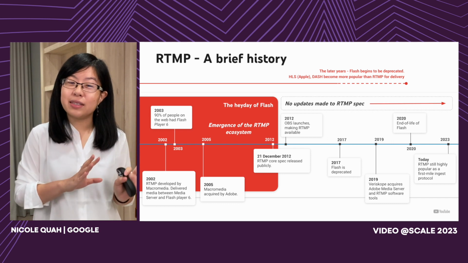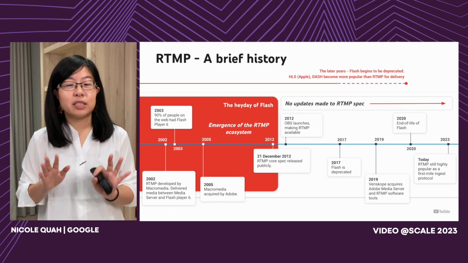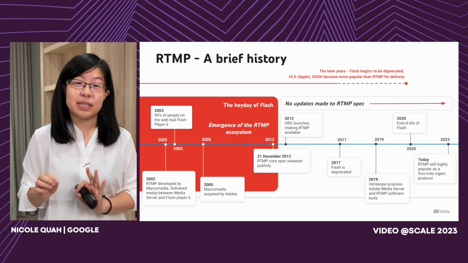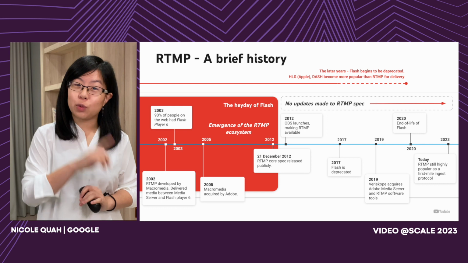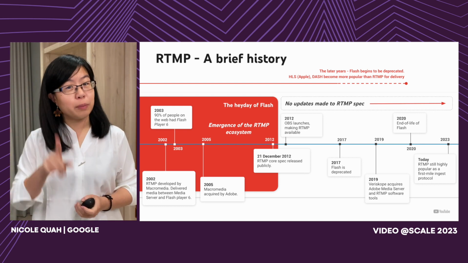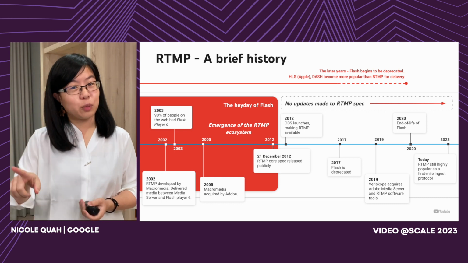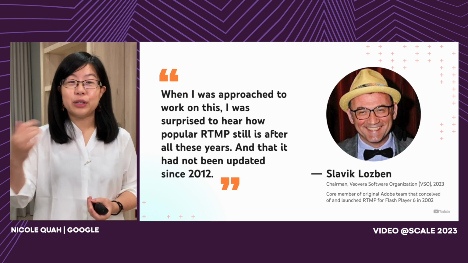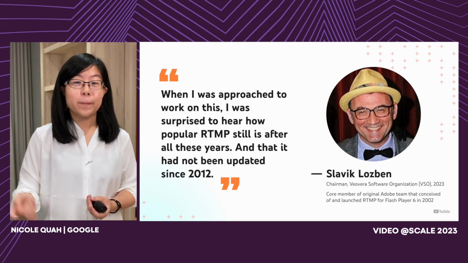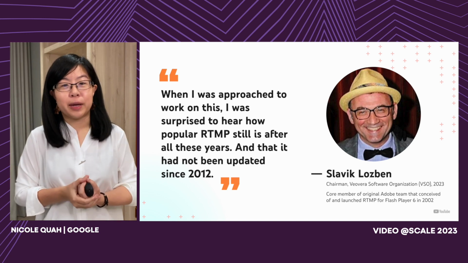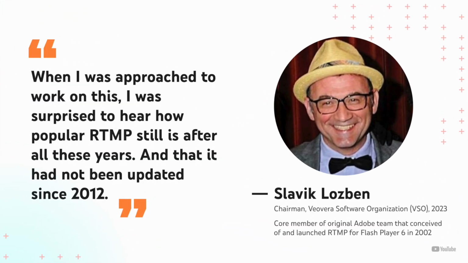In terms of maintenance, Adobe publicly released part of the RTMP spec in 2012, but it has not updated it since then. In 2019, they licensed out the use of RTMP software tools to a company called Veriscope. This is where the story continues. In 2021, YouTube then gets in touch with Veriscope and starts discussing various options to be able to get the RTMP spec updated. Veriscope then reaches out to Slavic, pictured here.